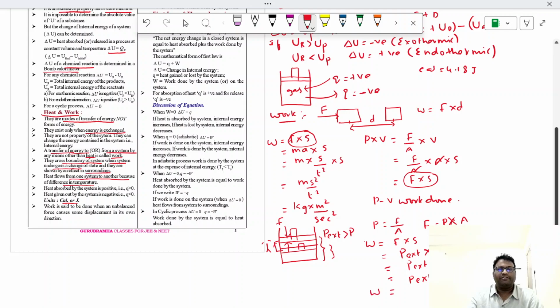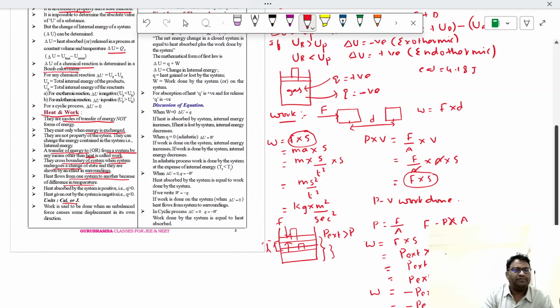So work done is given by, what is the formula? We are using minus P external into delta V. Delta V is the change in the volume, so I can write it as minus P external into V final minus V initial. So why did we write minus? To match our convention.